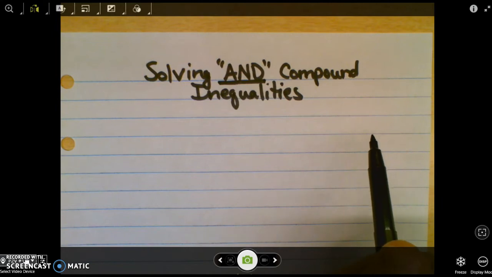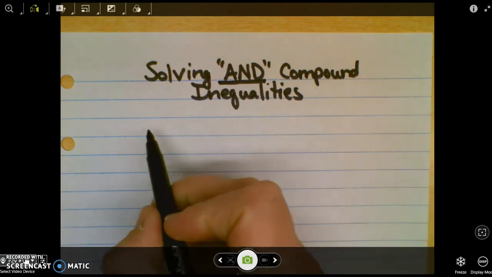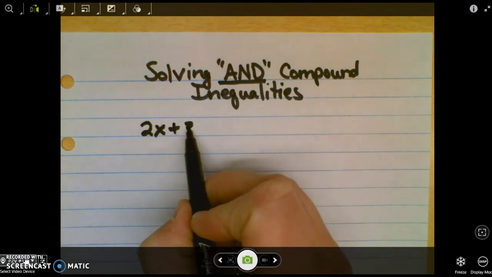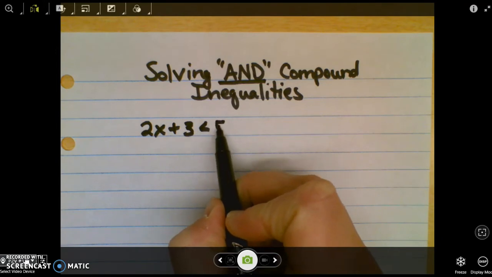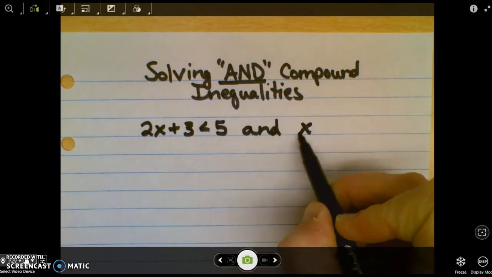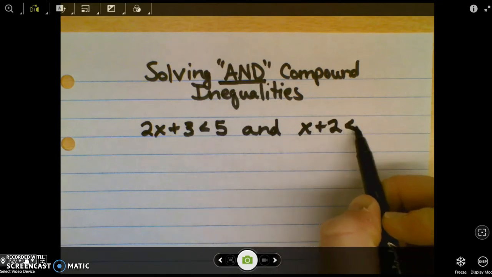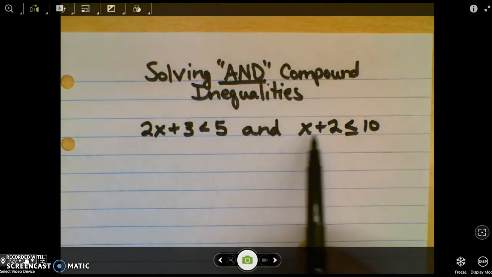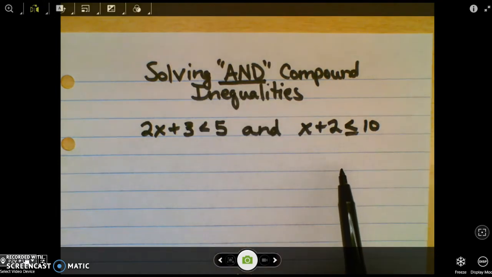Type or the intersection type. In class we've already graphed these. We've already solved them if they were written, for example, like this. So this is an and type compound inequality.